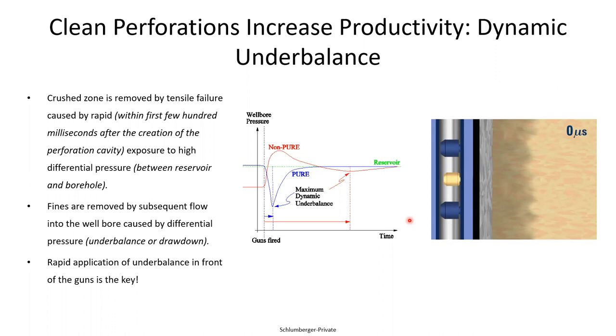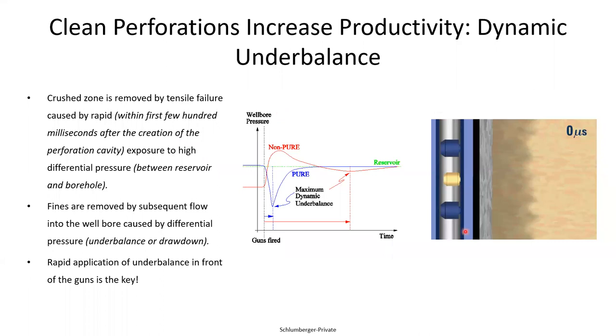Another method of underbalance is what we call dynamic underbalance. This dynamic underbalance, we will create it by designing a gun that will be able to create a suction effect, sudden suction effect, and remove the crushed zone. So how does this work?